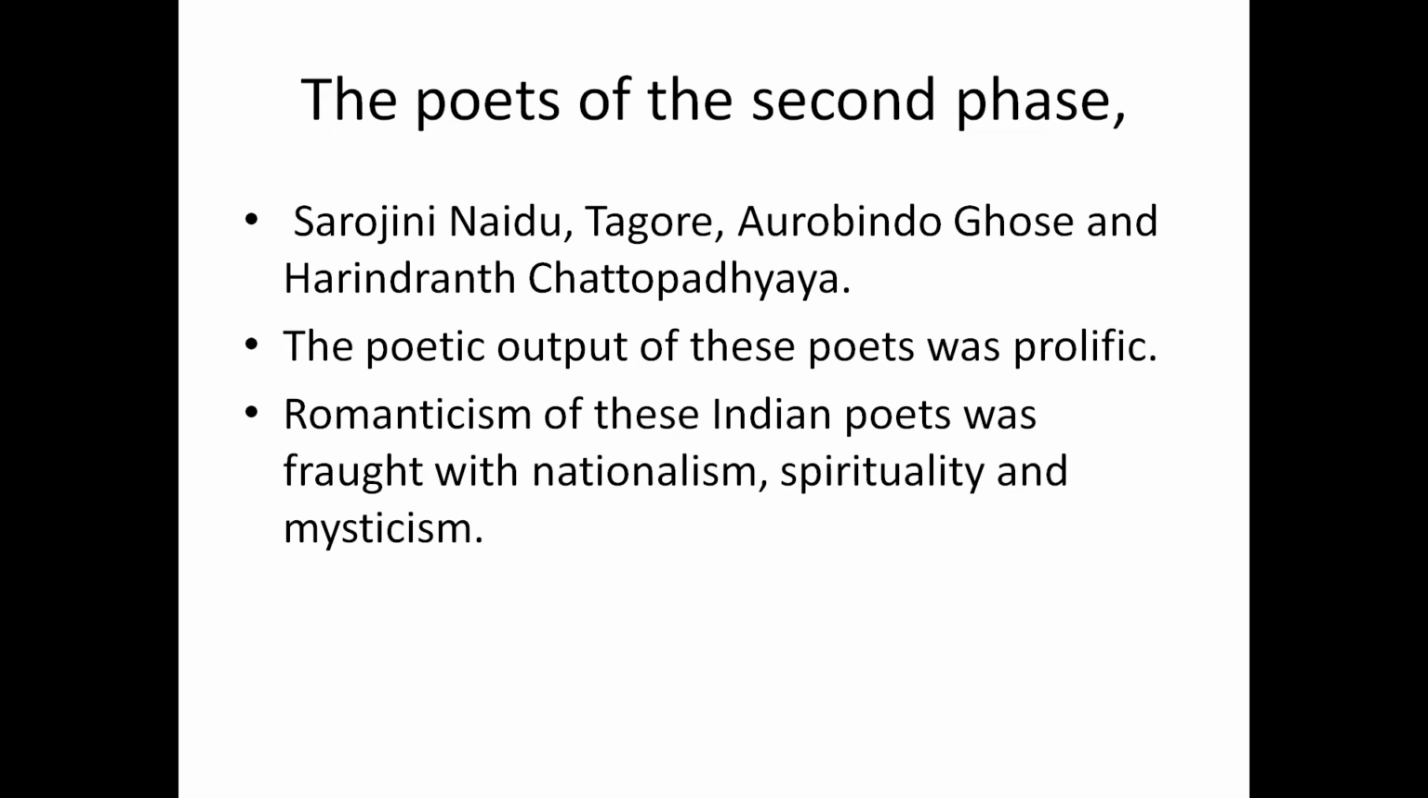When we move on to the second phase, we can see the celebrated Sarojini Naidu, Rabindranath Tagore, Aurobindo Ghosh, and Harindranath Chattopadhyay. They were some of the important poets in the second phase of Indian English poetry, and their poetic output was completely prolific. The romanticism of these Indian poets was fraught with nationalism, spirituality, and mysticism. These elements were equally mixed up in the poetry of iconic poets like Sarojini Naidu, Tagore, and Aurobindo Ghosh.